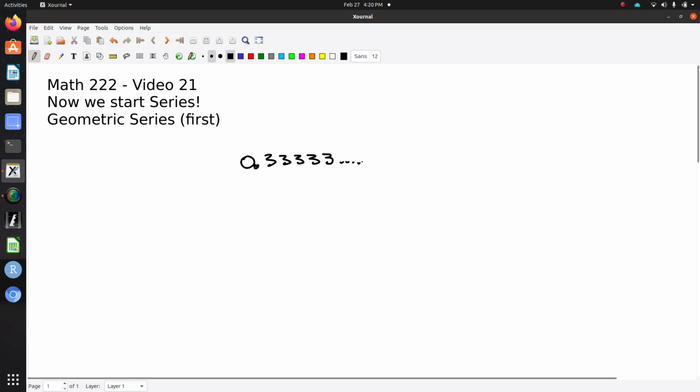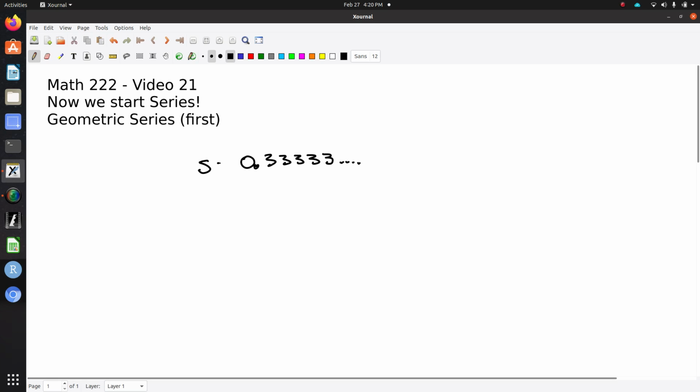0.33333. This may be the first geometric series you ever encountered, and you didn't know you were encountering it, and your teacher told you that's equal to a third. Well, how do you know that's equal to a third? Well, let's talk about that.